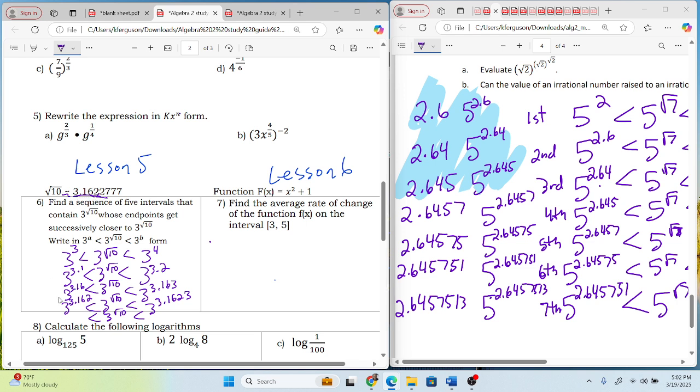3.1622. So then that means this number is going to be 3.1622. This is going to be 3.16227. So then this number over here is going to be 3.16228. And that's my 5 intervals for that.